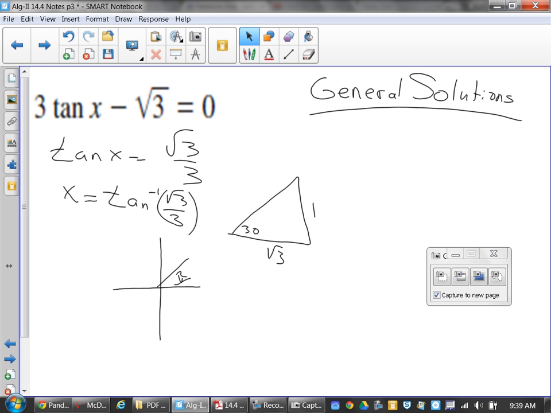And then what other quadrant is tangent positive? The third. What's the measure down here then? 7 pi over 6. Okay, so this problem has 2 solutions. Are those 2 solutions the exact same distance apart from one another? Yes. In this example, they are. How far apart are they? Pi.